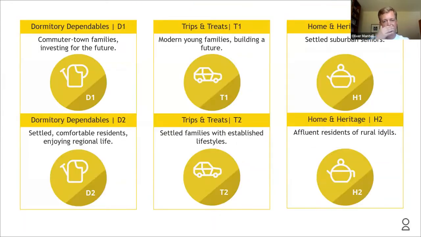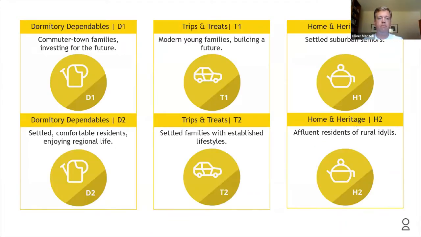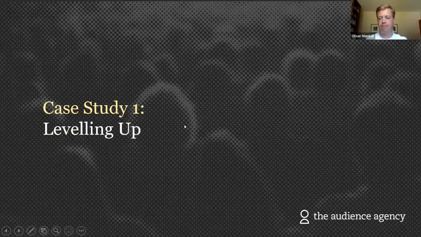So just so you have them for reference later in more detail, we'll be talking about experience seekers. We'll talk about the difference between a couple of those subsegments, particularly in relation to things going on in Sheffield. We'll also touch on the difference in the dormitory dependables and the middle engaged groups, as well as talking a bit about frontline families and up our street. And that's particularly in relation to levelling up, this government theme, priority, etc. And how it tells us something different if we use the subsegments than if we use the segments overall. So that's the plan.